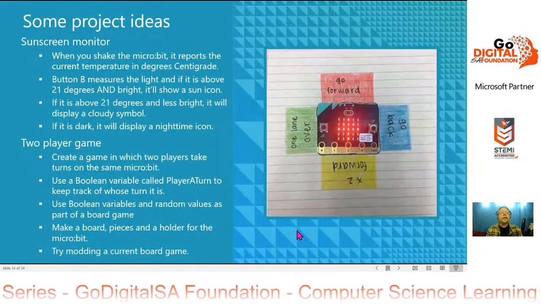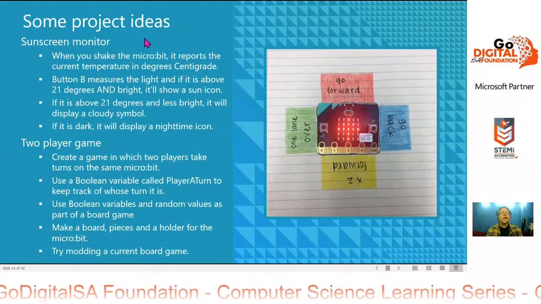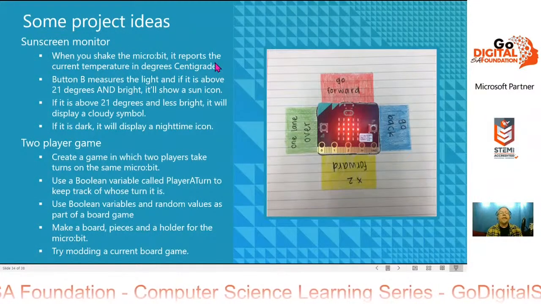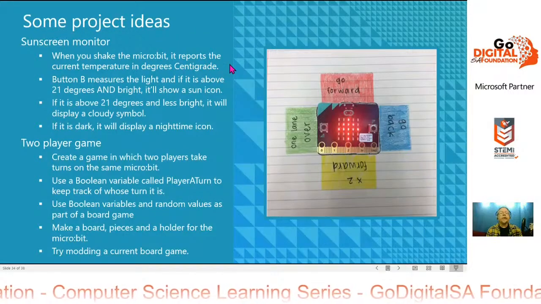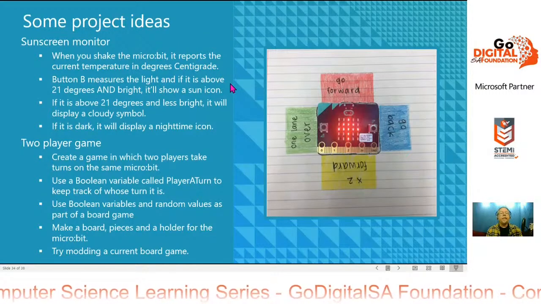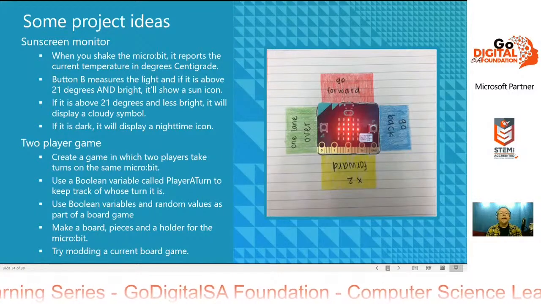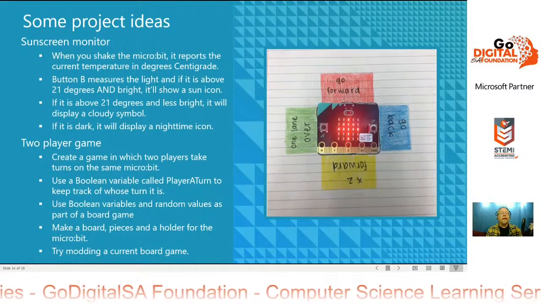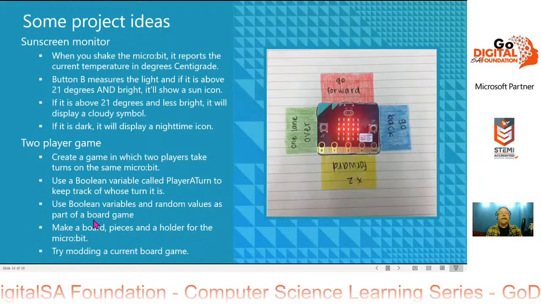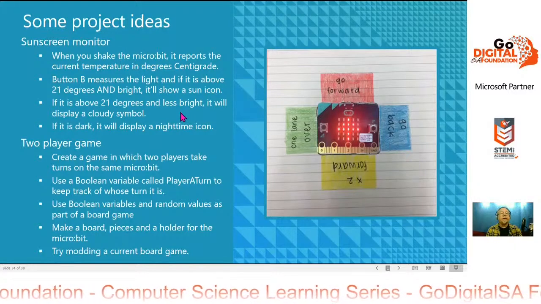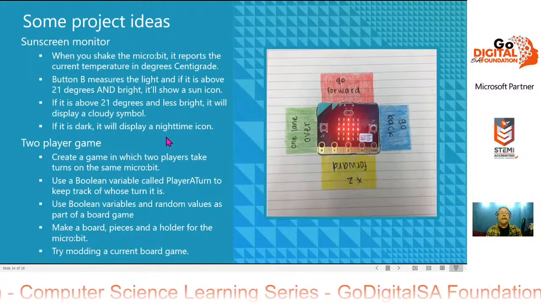So here are some other project ideas. We can have a sunscreen monitor. When you shake the microbit, it reports the current temperature in degrees centigrade. Button B measures the light, and if it is above 21 degrees and bright, it'll show a sun icon. If it is above 21 degrees and less bright, it will display a cloudy symbol. If it is dark, it will display a nighttime icon.